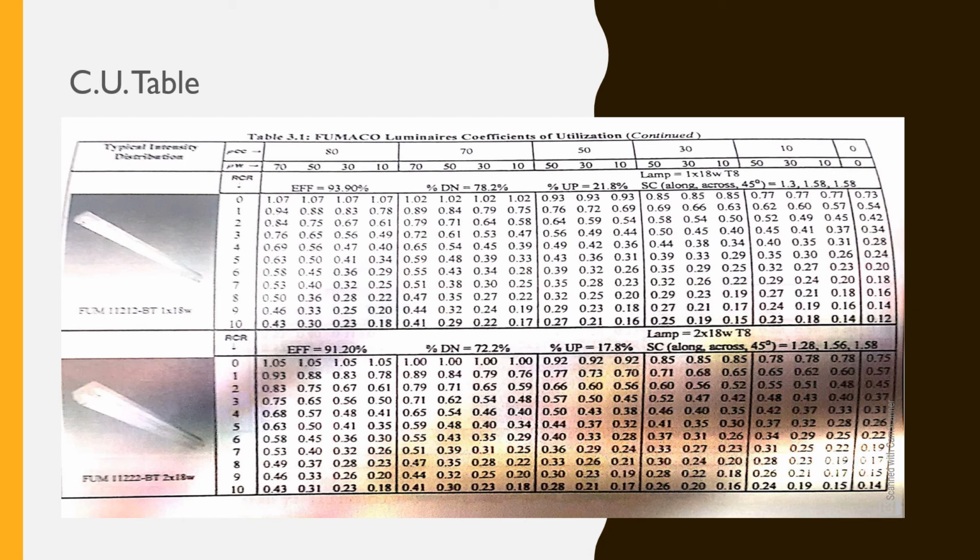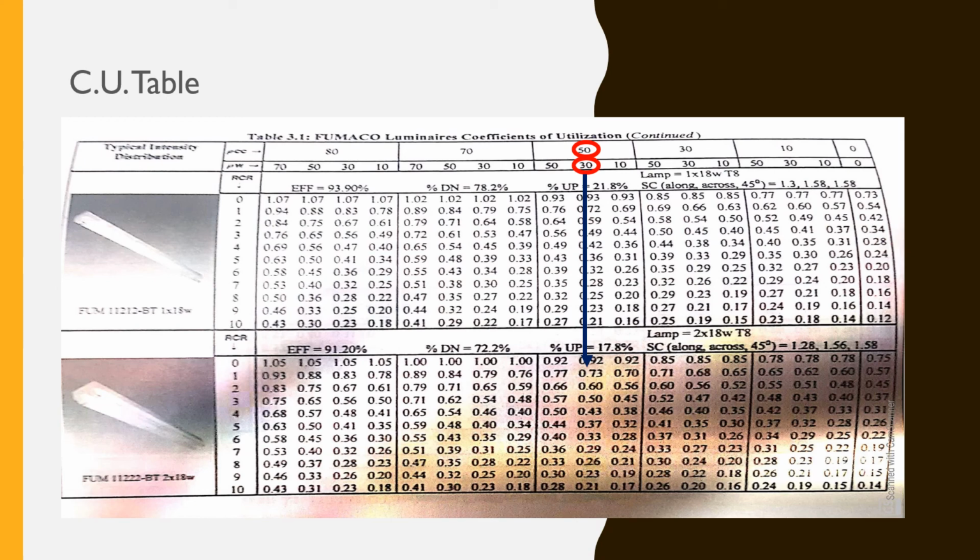Just use their table as long as it is done by lighting manufacturers, because they are also following the standard for the IES. So let us see here. I selected 50% for the ceiling reflectance and 30% for the wall reflectance.